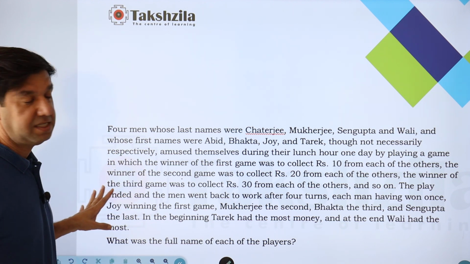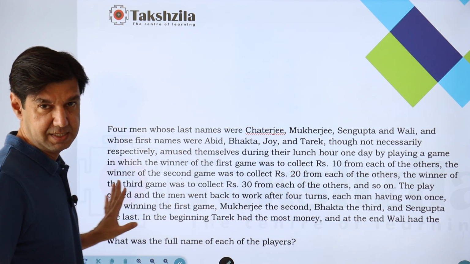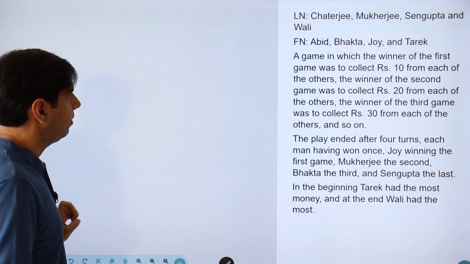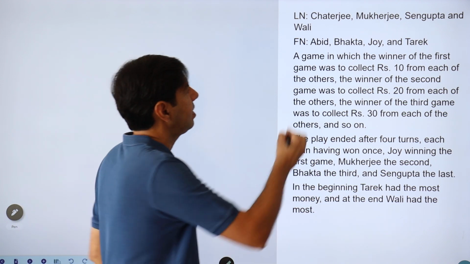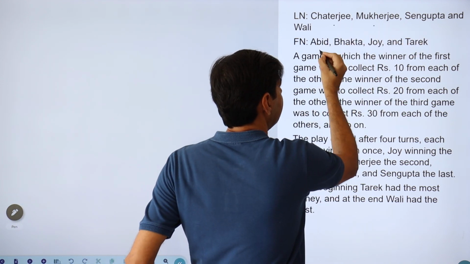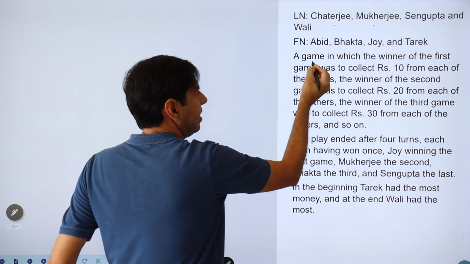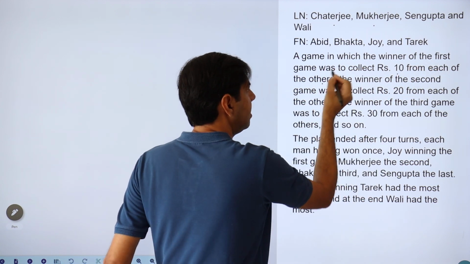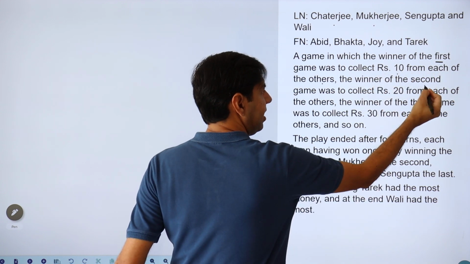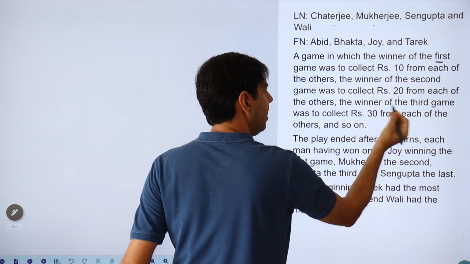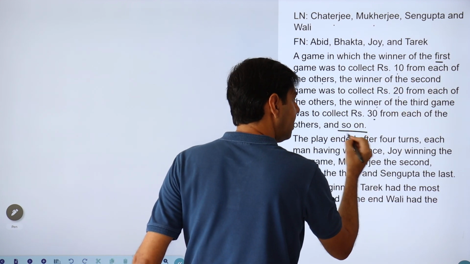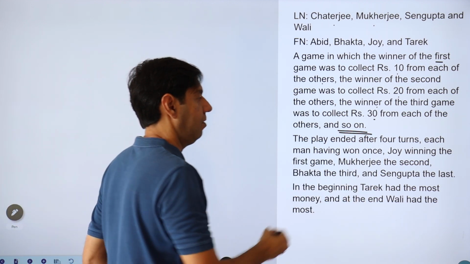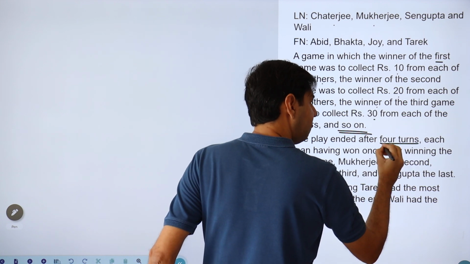The solution tells us how you represent this kind of data, how you bring that structuredness into it. So I've copied the same thing here. We have 4 last names and 4 first names, and they're playing a game. The winner will collect 10 from others for the first game, the winner of the second game will collect 20, the winner of the third game will collect 30, and so on. So fourth game 40, fifth game 50, and so on. Now the play ended after 4 turns.